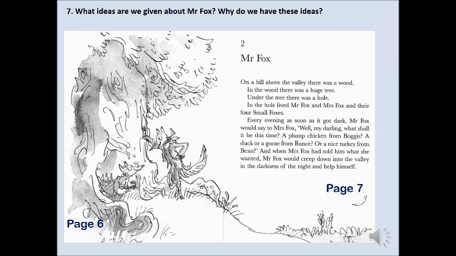What ideas are we given about Mr. Fox, and why do we have these ideas? So we've got a little bit of information on page 7. Every evening, Mr. Fox, and we can see from this picture here, Mr. Fox asks Mrs. Fox and the children what they want for dinner. This suggests to me as the reader, and please excuse my writing, I can't do it very well on my laptop, that Mr. Fox is kind. It also suggests to me that he is caring and he is trying to look after his wife and his children by going to get them some food. That is what that suggests to me.